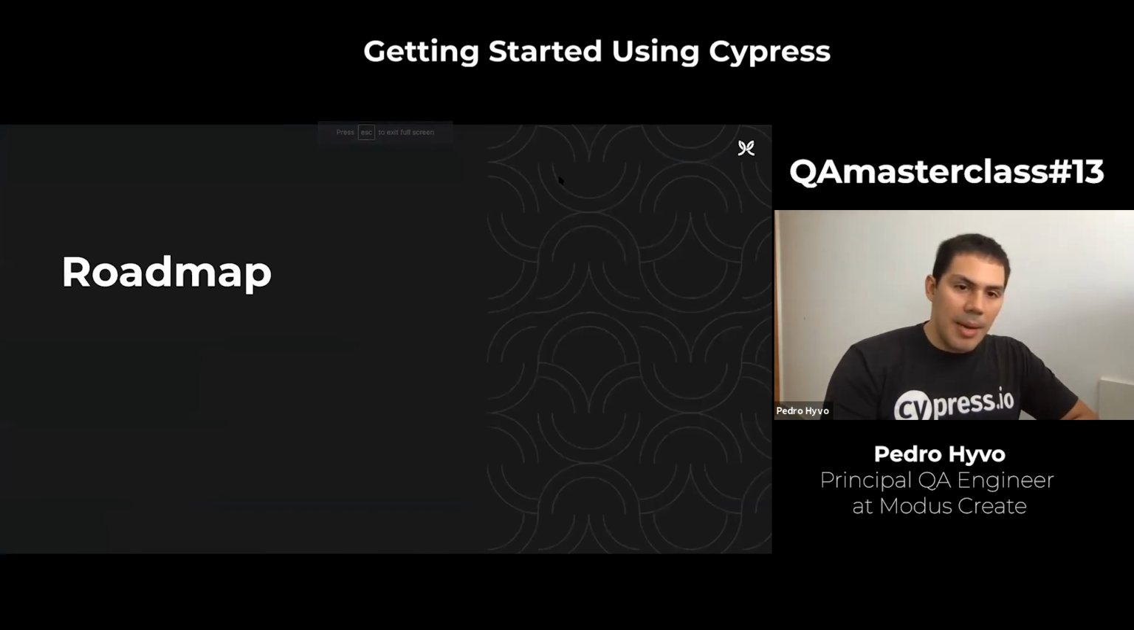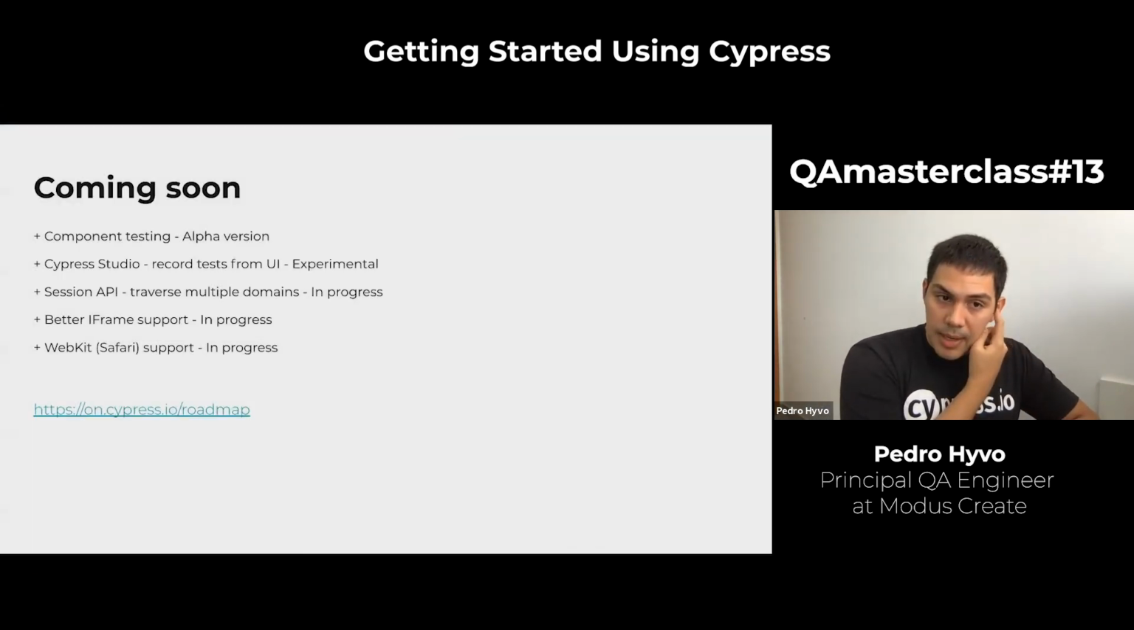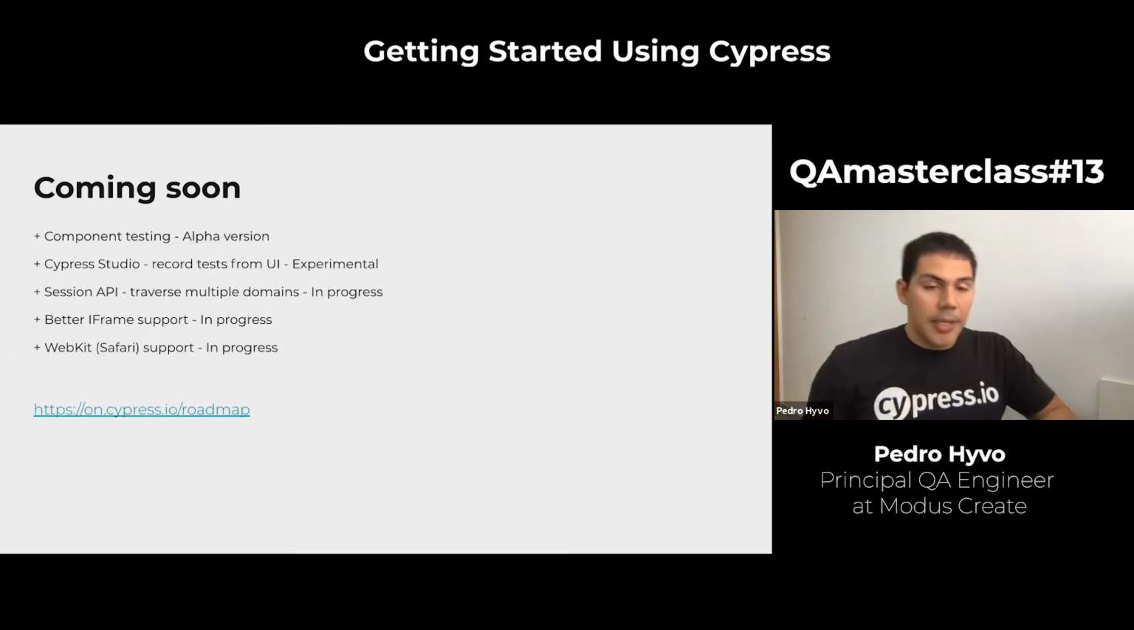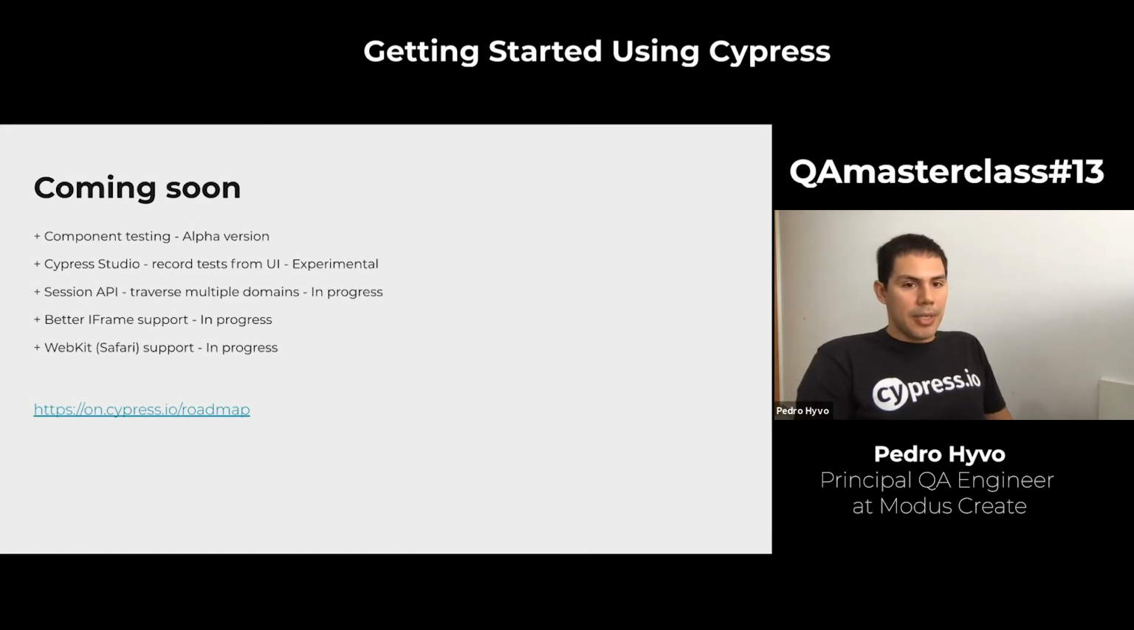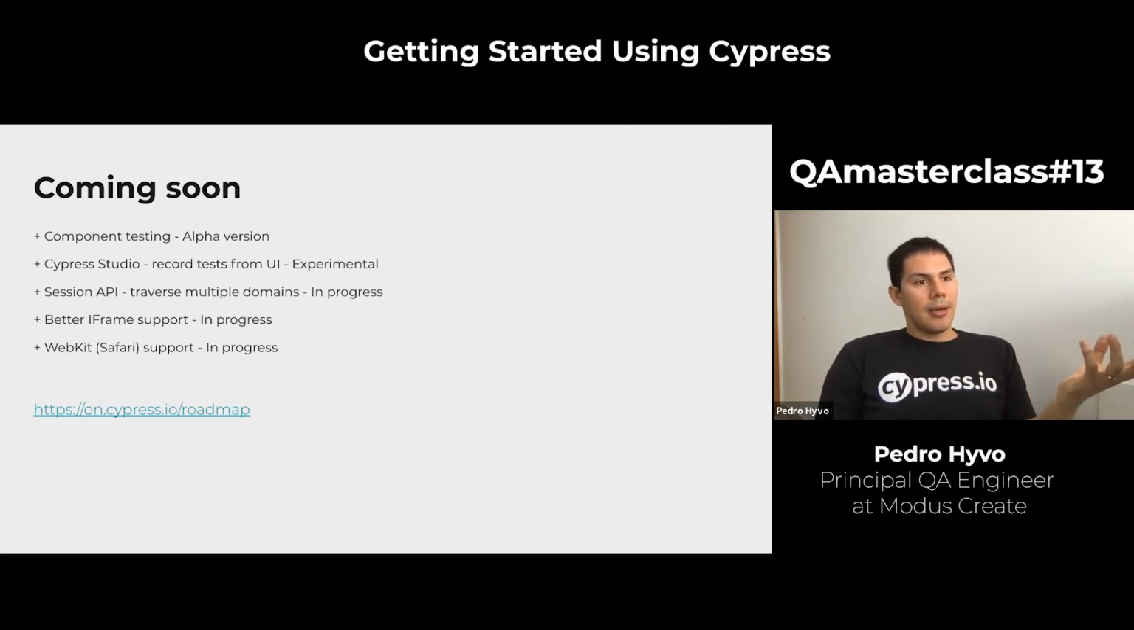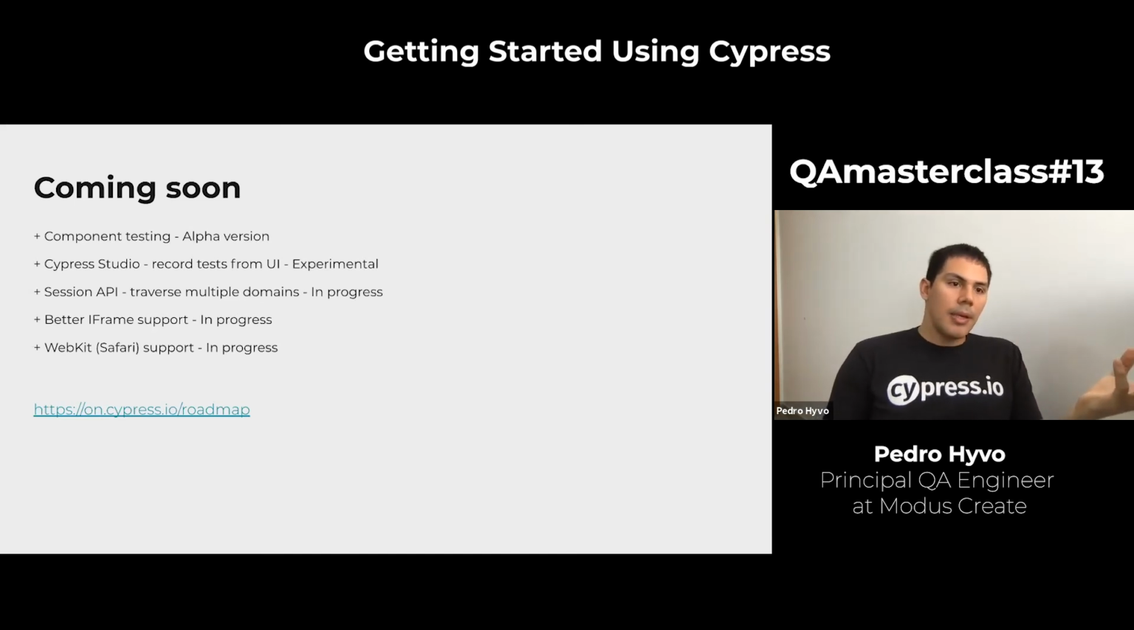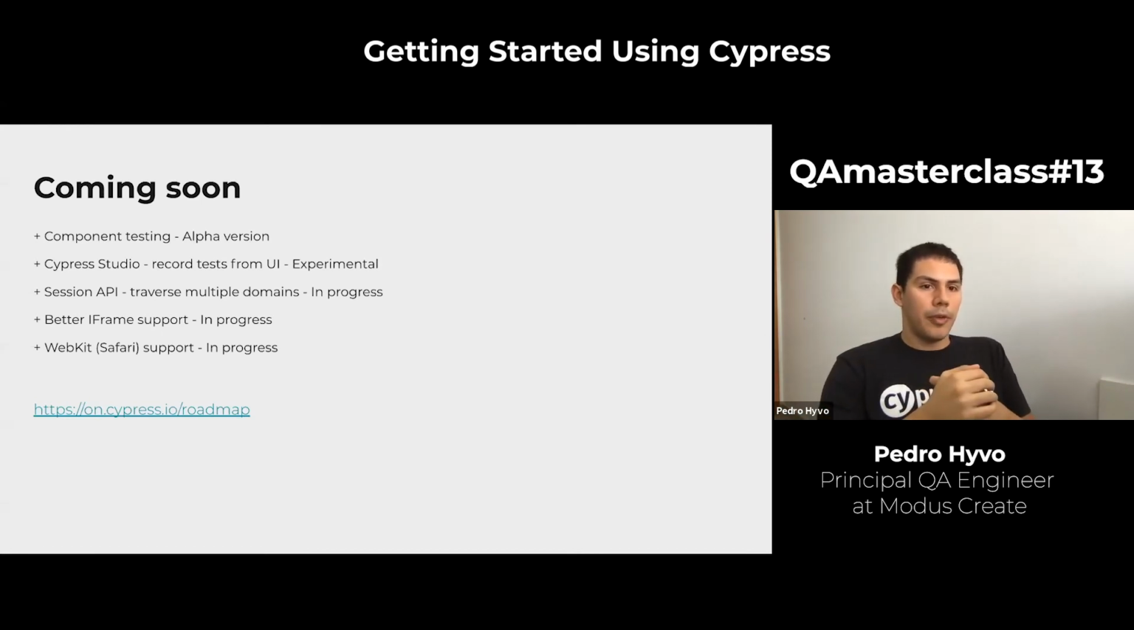Okay, regarding the Cypress roadmap, the first item, related to component testing, is already launched. You guys can use it. It is in alpha version. As you can see, Cypress is an open source project. It launches features which aren't ready to collect feedback from its users, which is very good to improve its features.